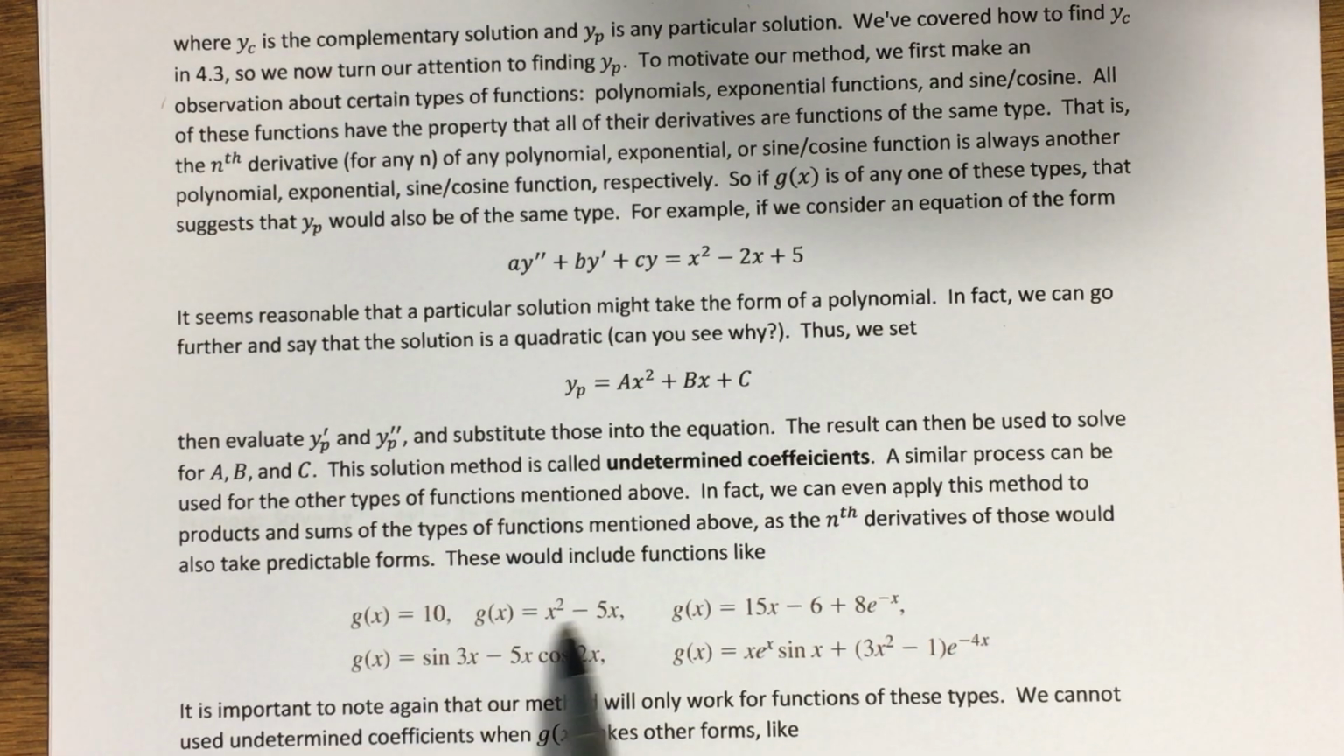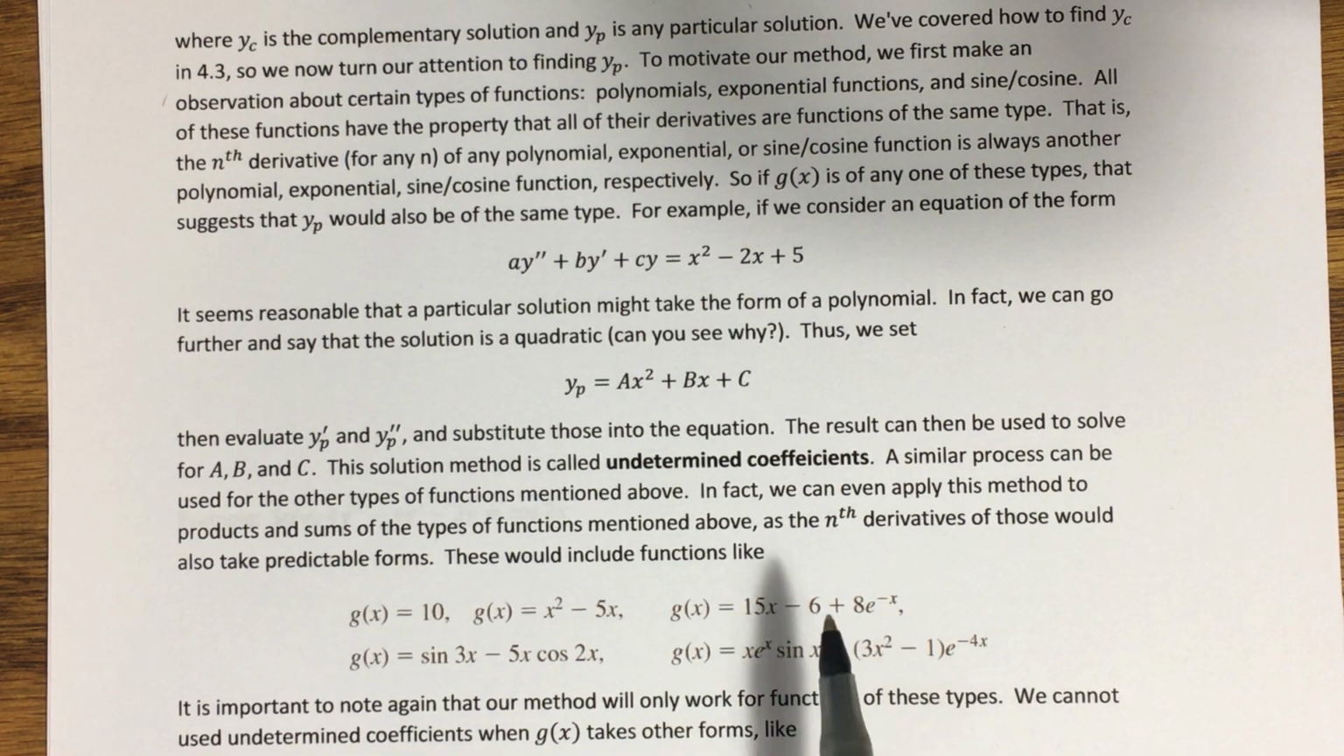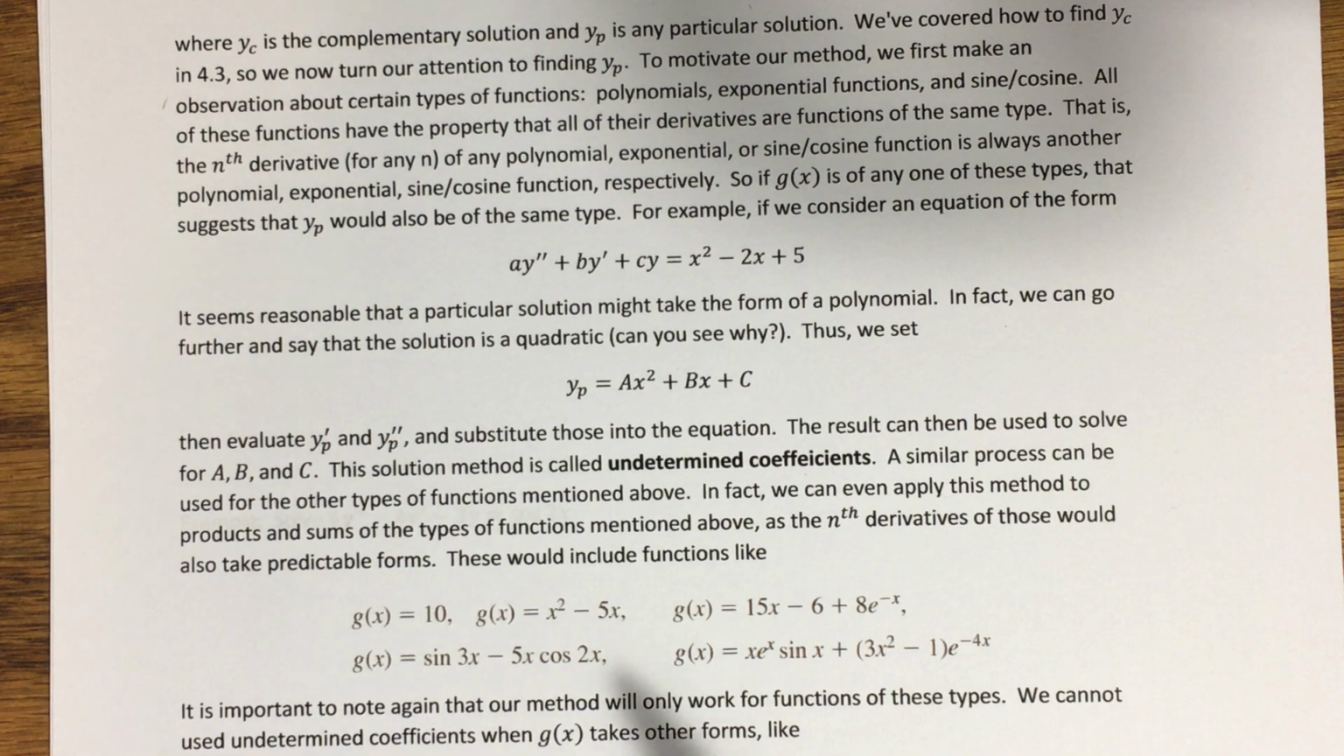So functions like that, I pulled this example out of your book, it would look like this. Here's a constant function, we categorize that as a polynomial. Here's another polynomial. Here's a function that looks like a polynomial, 15x minus 6, plus an exponential function, 8e to the negative x. This, even though it's a combination of those two types, would be something that works as g of x if we wanted to apply this undetermined coefficients method.